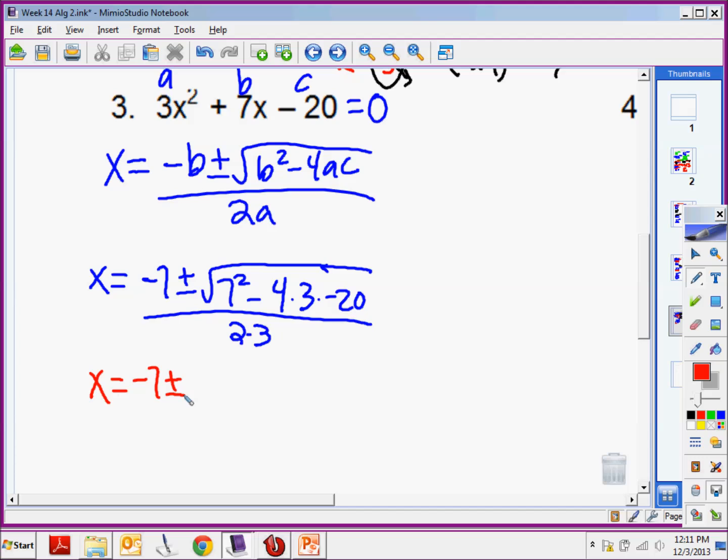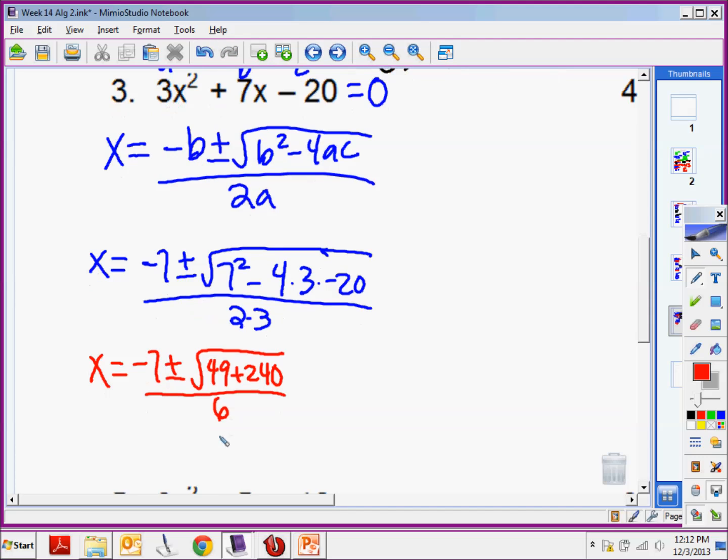So now you're going to do what's underneath the radical. So I have 7 squared, which is what? 49. So I have 49, and then I have negative 4 times 3 times negative 20. It's 240. So I get positive 240 over 6. And I wrote a 2 as I said 6.